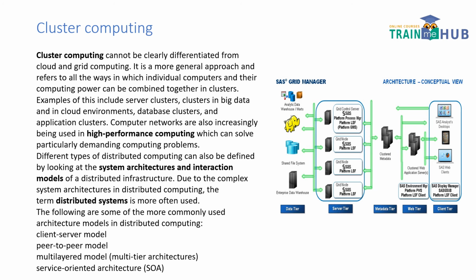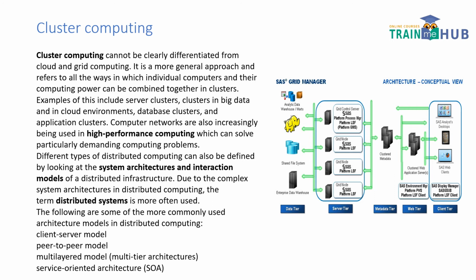Cluster computing cannot be clearly differentiated from cloud and grid computing. It is a more general approach and refers to all the ways in which individual computers and their computing power can be combined together in clusters. Examples of this include server clusters, clusters in big data and in cloud environments, database clusters, and application clusters. Computer networks are also increasingly being used in high-performance computing, which can solve particularly demanding computing problems.